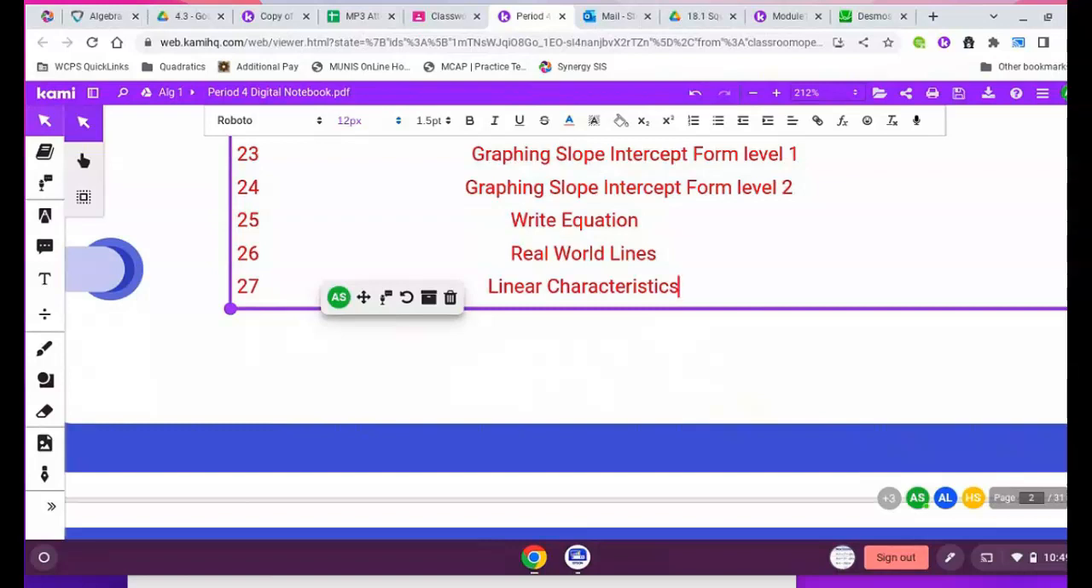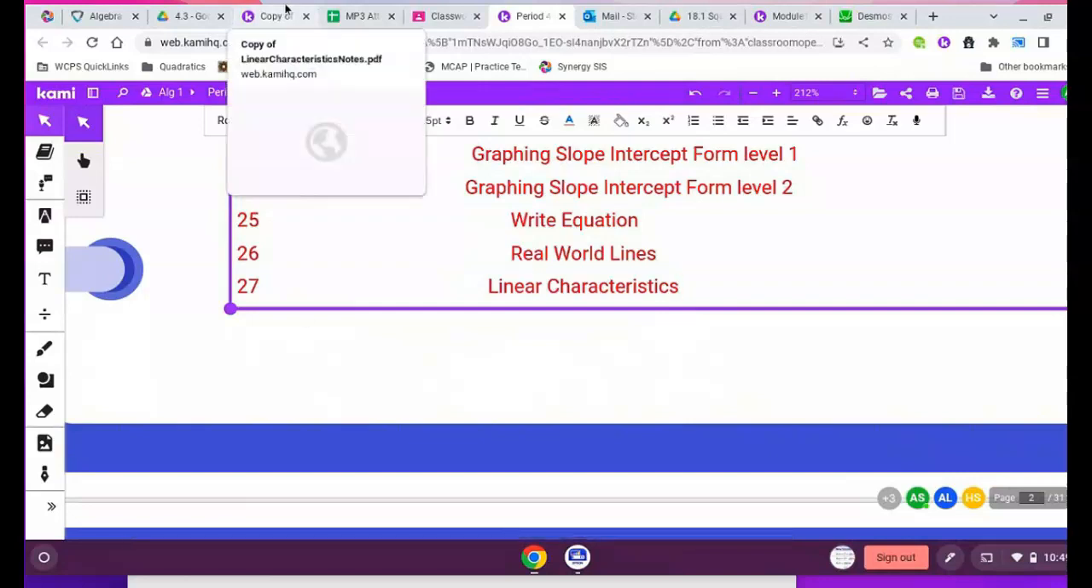Hey guys, in this video we are going to go over page 27, linear characteristics. So go ahead and add page 27 to your table of contents, and then I'll give you the half sheet that we're going to tape down on page 27.